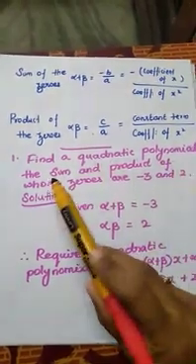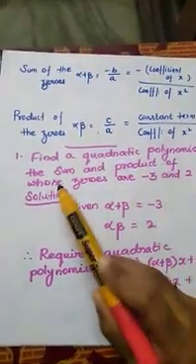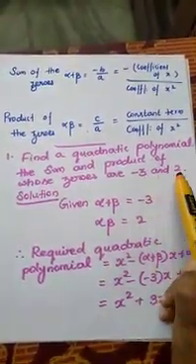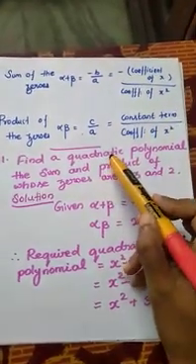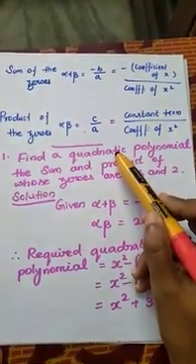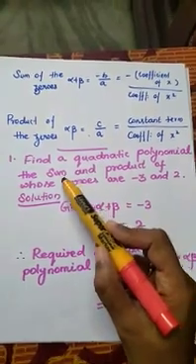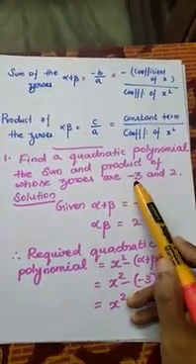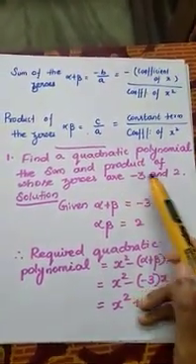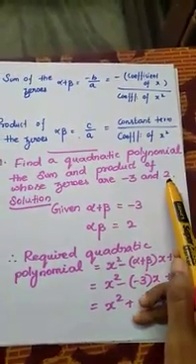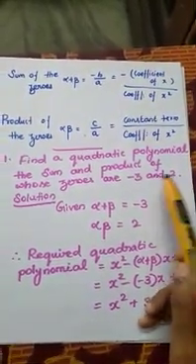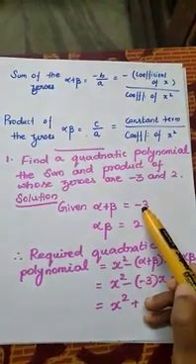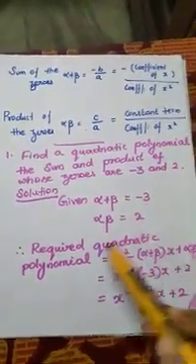Find a quadratic polynomial, the sum and product of whose zeros are minus 3 and plus 2. We have to make a quadratic polynomial equation. That is our question. What is given in the question? Sum and product is given. Sum means alpha plus beta value is given, and product means we take directly alpha beta. So alpha plus beta equal to minus 3, alpha beta equal to 2.